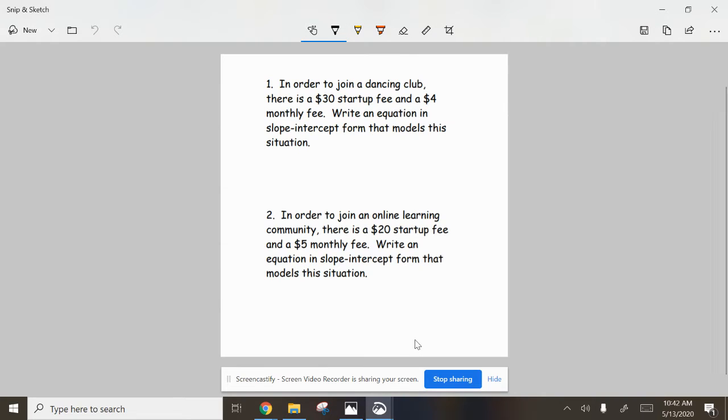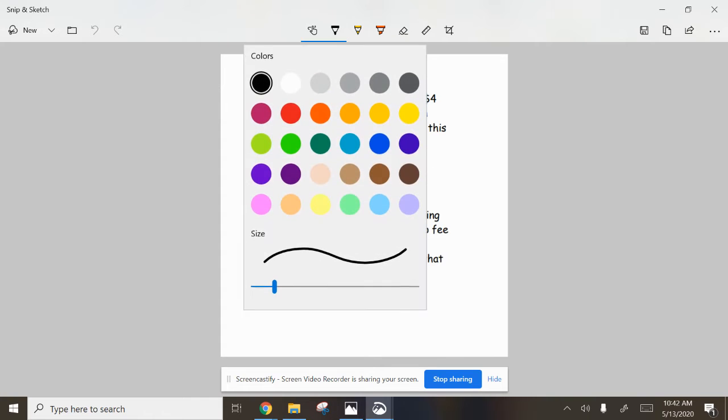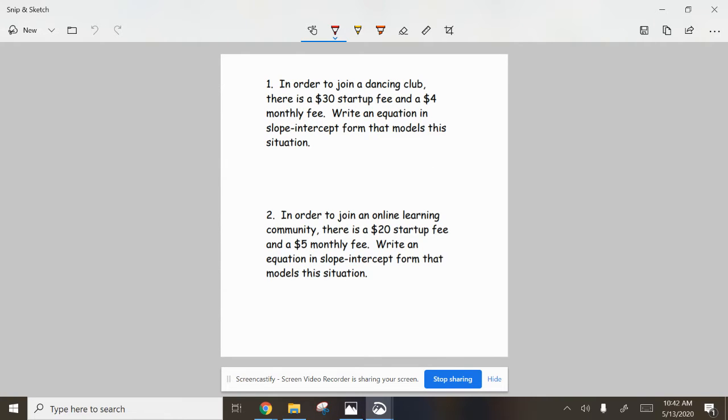Okay, guys, we're going to start off this week by looking at slope-intercept form in a word problem. I know we hate words, but it's okay. It's something you've seen before, and let's just refresh ourselves a little bit. When you look at number one, go ahead and read it to yourself.